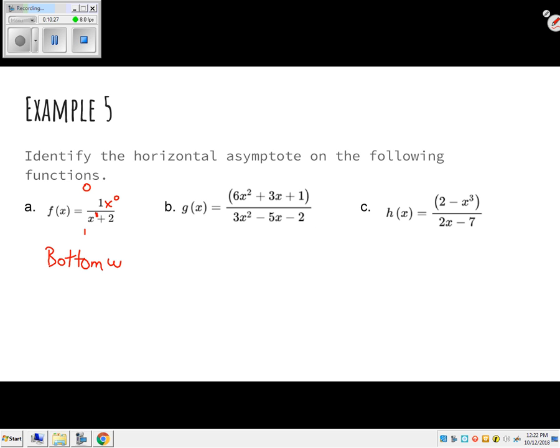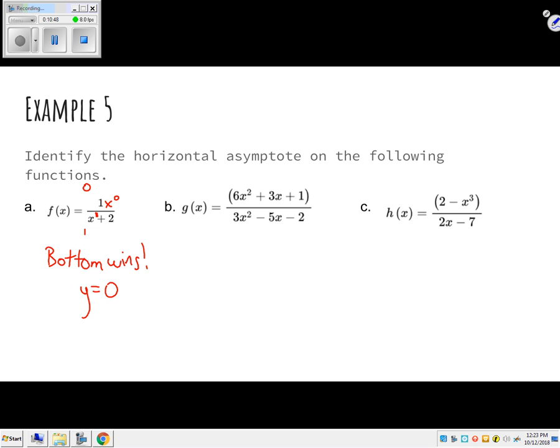And remember, anytime the bottom wins, he wants the horizontal asymptote to not move. He just wants it to stay there on the x-axis, y equals 0, and be done with it. Okay, so not a lot of math to be done here, just being able to recognize some terms and figure out what's going on.